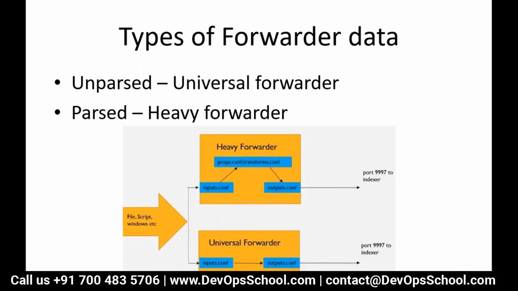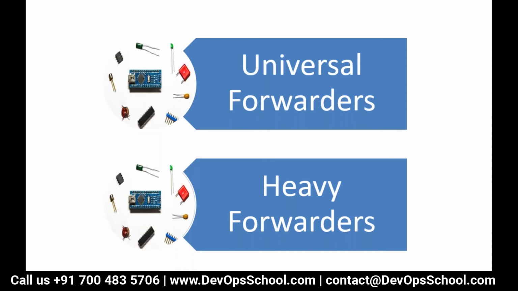Universal forwarder processes the unparsed data. Heavy forwarder passes the parsed data. Okay, guys, are you getting this idea? Yes, Rajesh. Okay, so now let's deep dive into the universal forwarder and heavy forwarder.